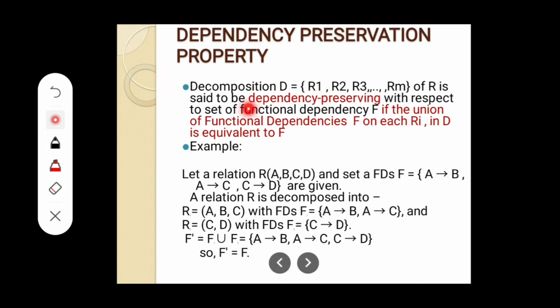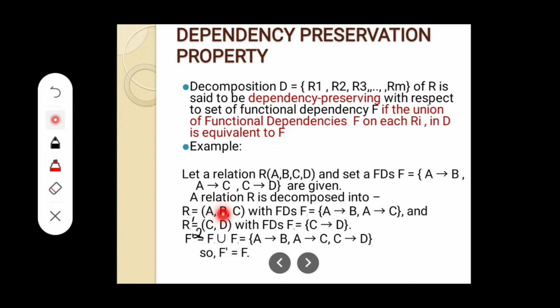So before going into this description, let us see this example. Let a relation R having attributes A, B, C, D, and this is having a set of functional dependencies F. What are the functional dependencies? A determines B, A determines C, and C determines D. These are given. So this relation R is being decomposed into R1 and R2.